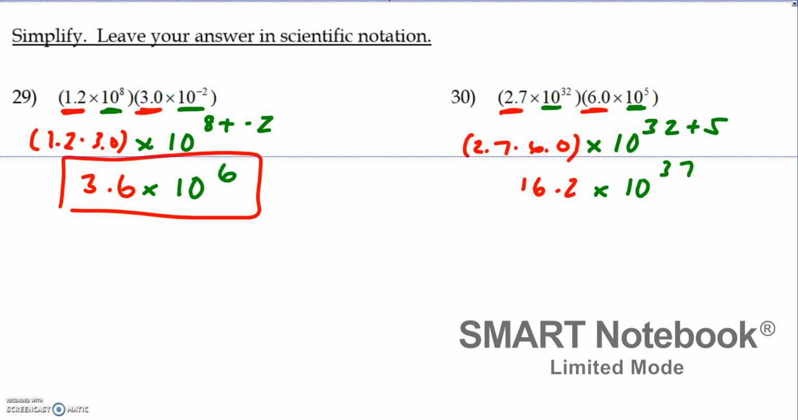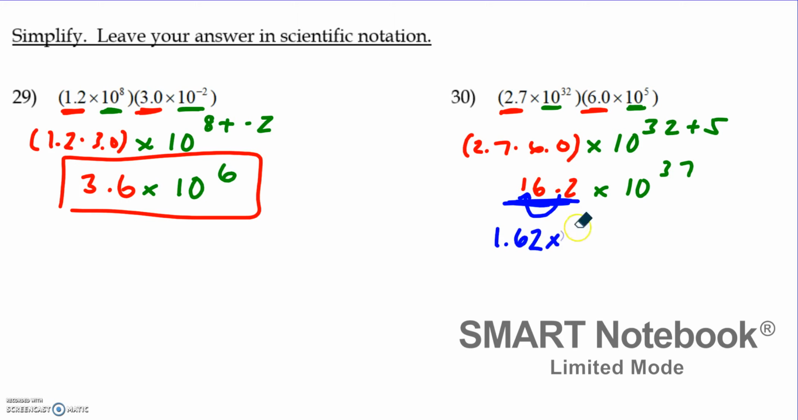Now alas, 16.2 is not in scientific notation. So what we need to do is focus on this 16.2, change this to having scientific notation, then eventually combine it with this. So if I focus just on this part and I write this in scientific notation, I would have to move the decimal over 1 to the left. And because 16.2 is larger than 1, I know that the exponent it came from had to be positive. So because I moved it one position, this is 1.62 times 10 to the first. And that is still being multiplied by 10 to the 37th power.